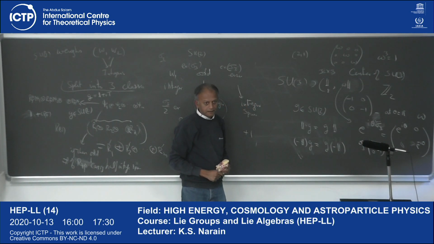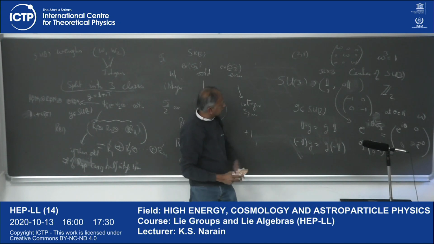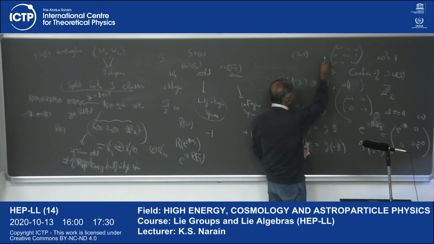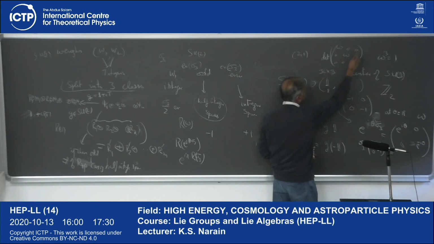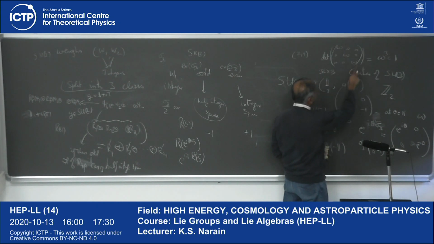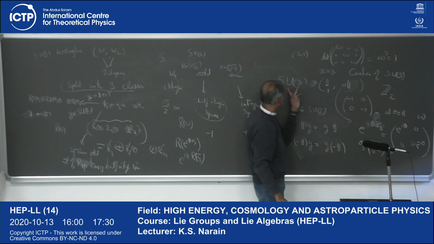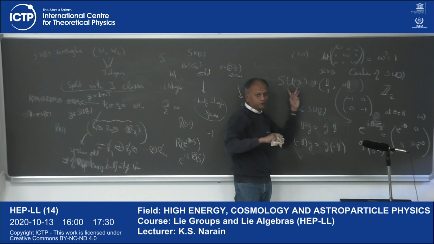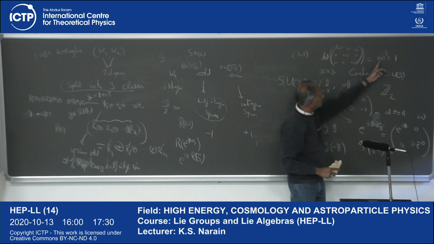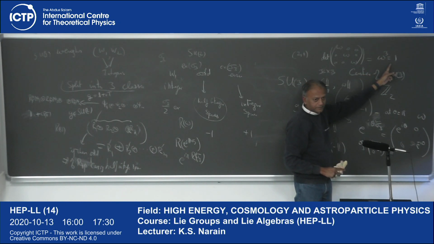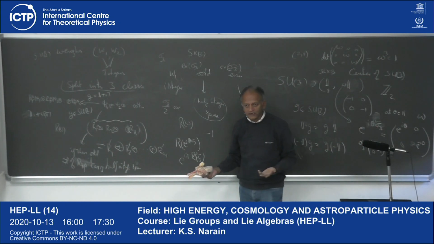Because the determinant of this matrix is omega cubed, and we are demanding, because we are talking about SU3, not U3, that the determinant has to be 1. So that means omega must satisfy this condition. So that means omega is a third root of unity.